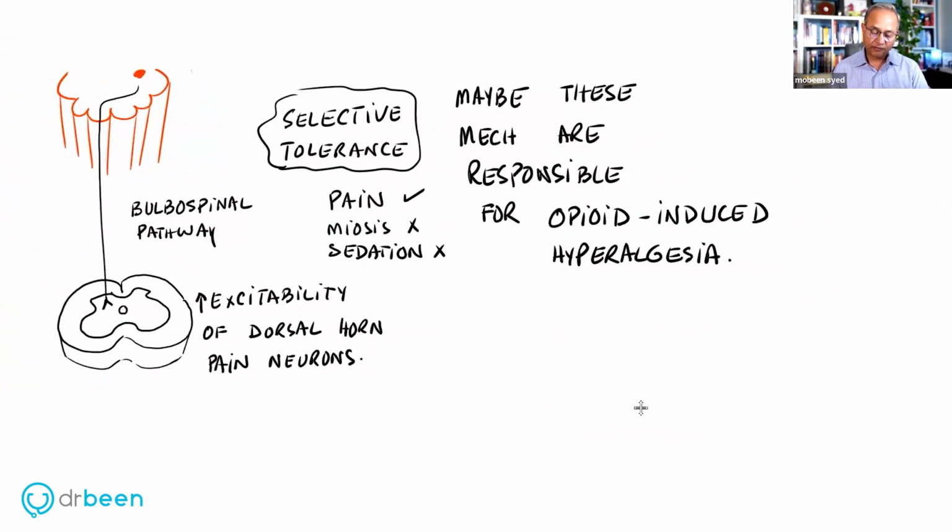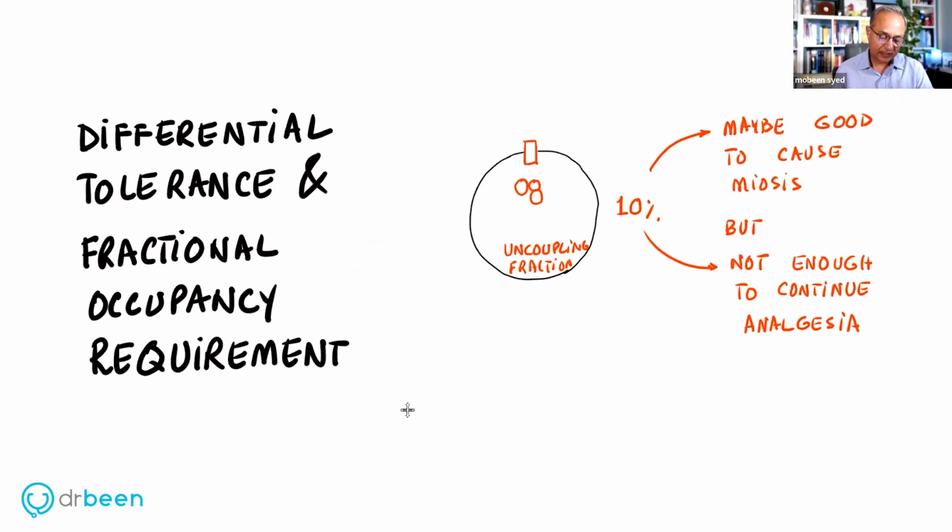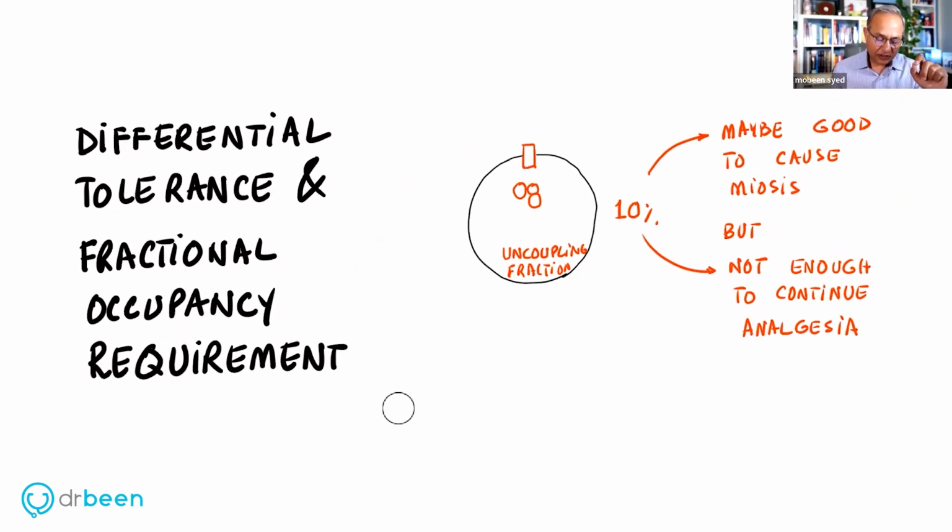This is another counter-regulatory mechanism. Now, moving on to another part of the topic, selective tolerance. Remember we said meiosis, the pinpoint pupil, that tissue does not become tolerant. Sedation, less tolerance. Pain, better tolerance. Euphoria, immediate rapid tolerance. So the question is, what are those mechanisms? Let's just very quickly look at this as well. This is a theory called differential tolerance. Differential tolerance means different tolerance at different tissues with the same opioid dose given to the same body.